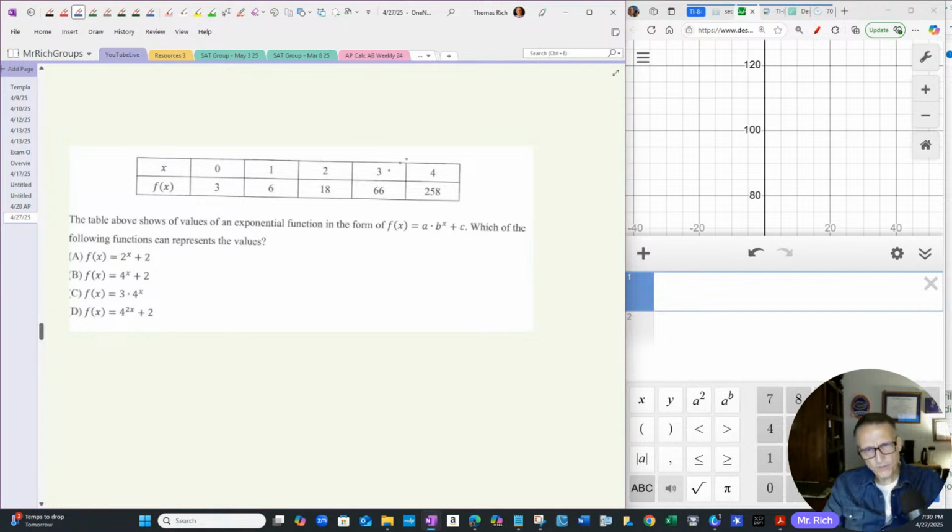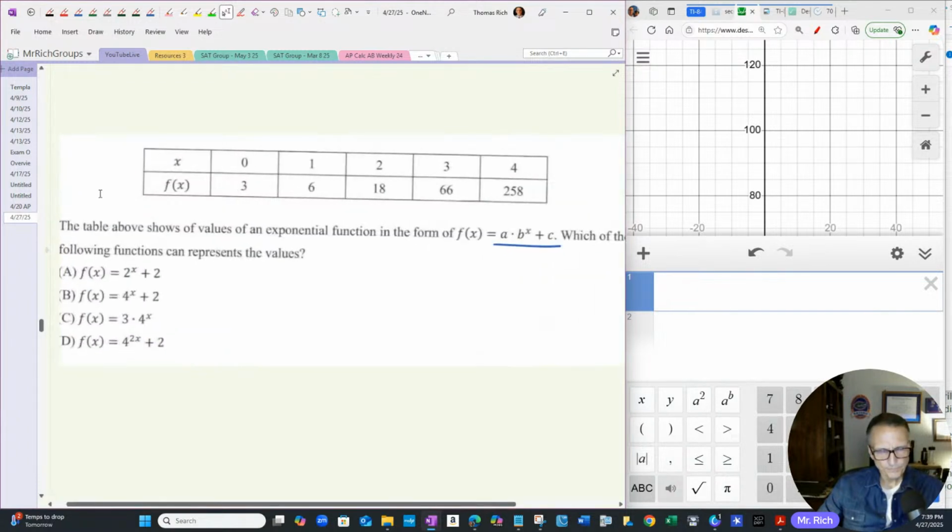Well, when you have an exponential function that has a vertical shift to it like that does, then what that means is you're not going to see the common ratio right away when you try to ratio these outputs. So if you say 6 divided by 3 is 2, but then 18 divided by 6 is 3. So it doesn't look like there's a common ratio.